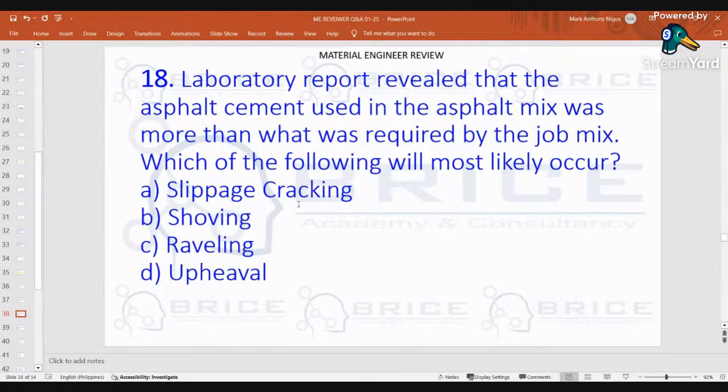Letter A, leafage cracking, B, shoving, C, rabeling, and D, upheaval. Answer is shoving. Laboratory report revealed that the asphalt cement used in the asphalt mix was more than what was required by the job mix. Which of the following will most likely occur? Answer is shoving.